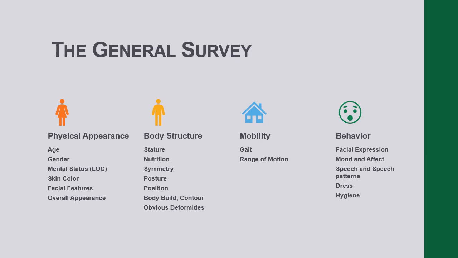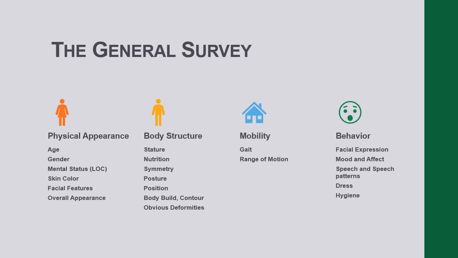Look at their overall facial features. Do you notice asymmetry? Do they have normal movement of the face? And then abnormal or overgrowth or really kind of coarse facial features could be indicators of a genetic abnormality.